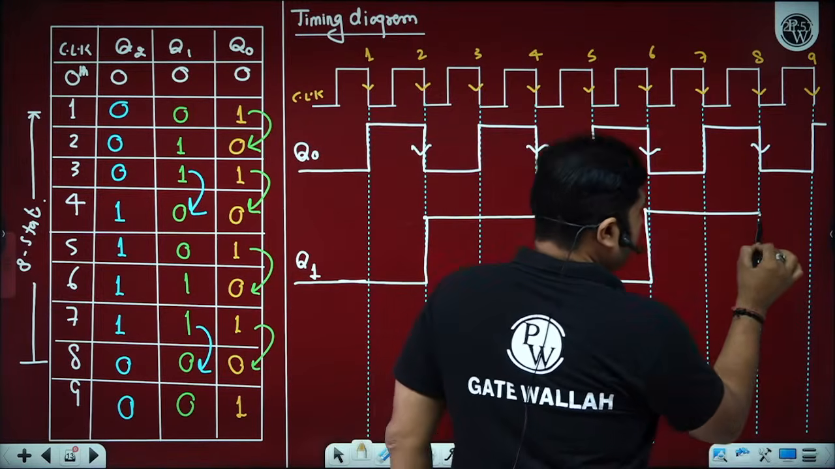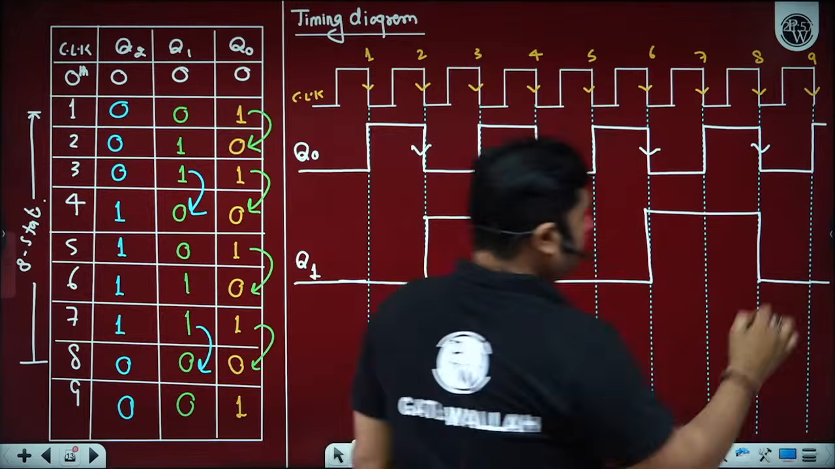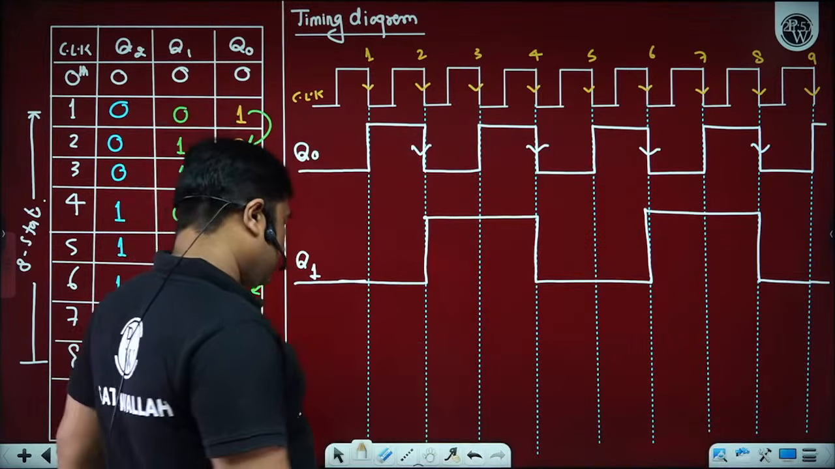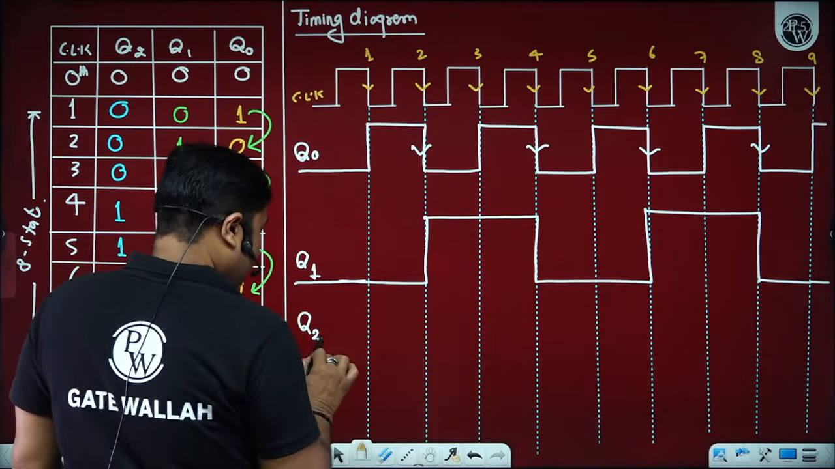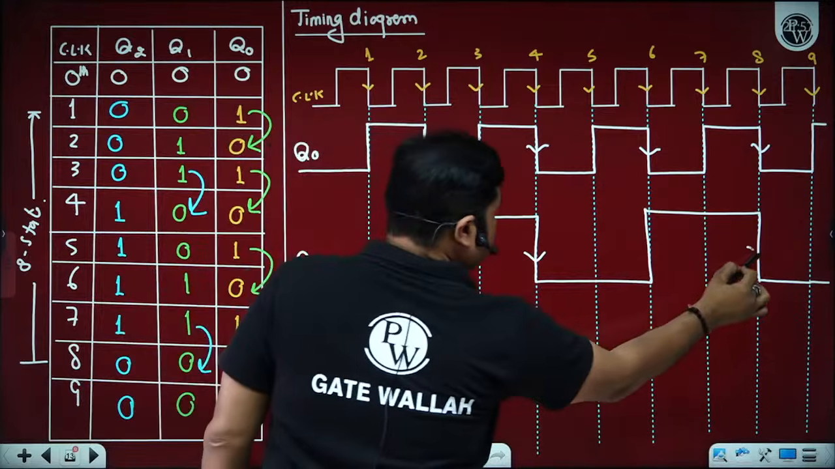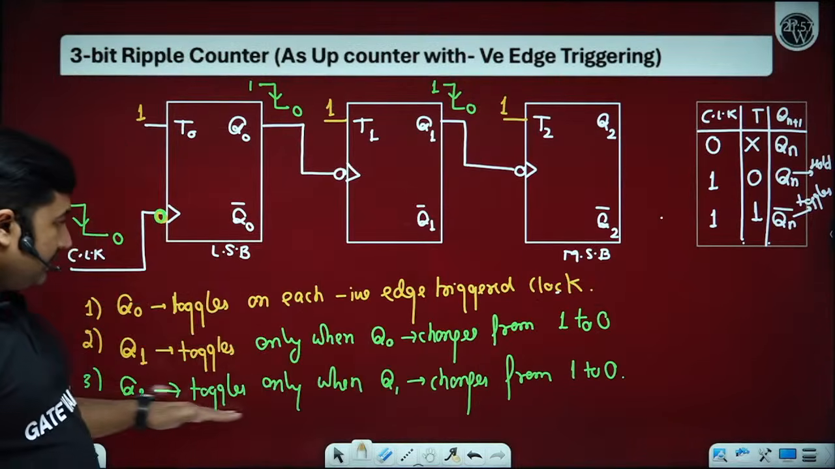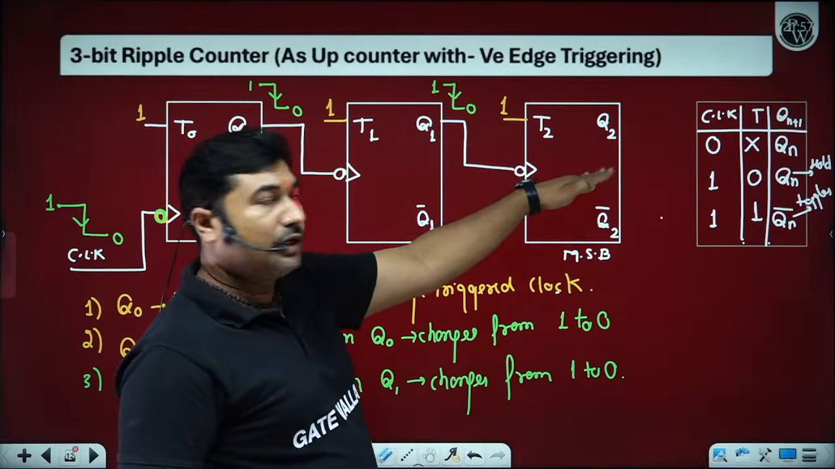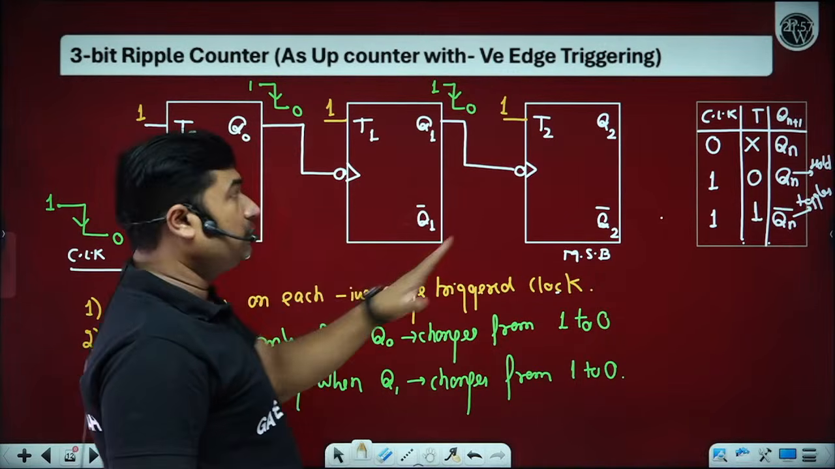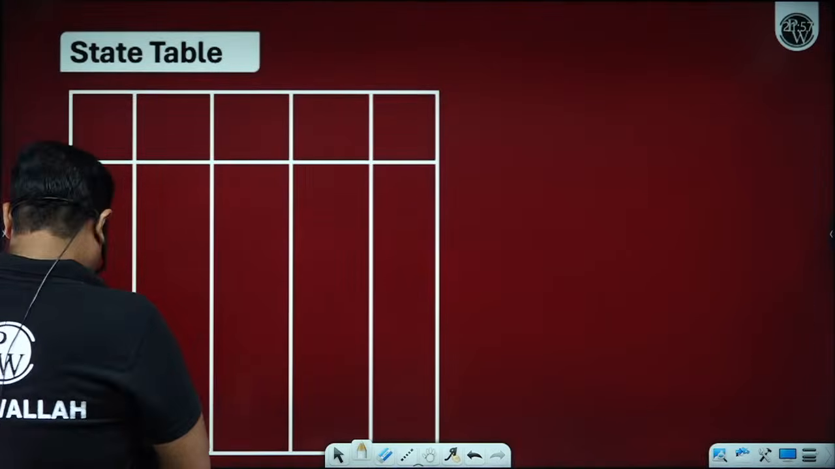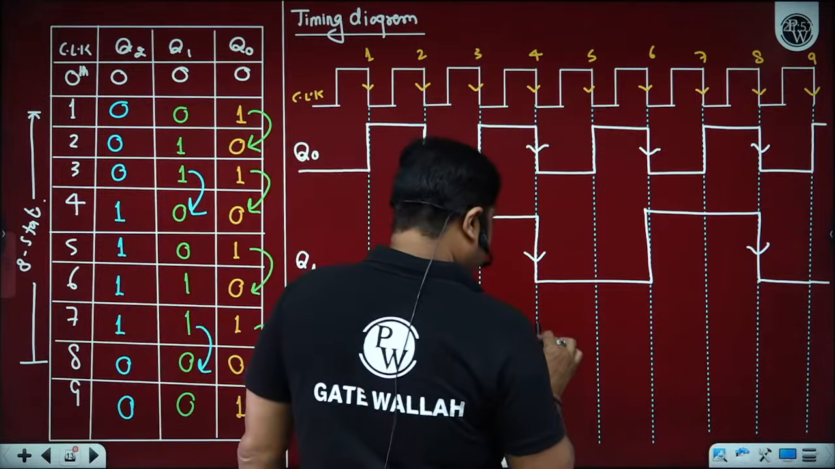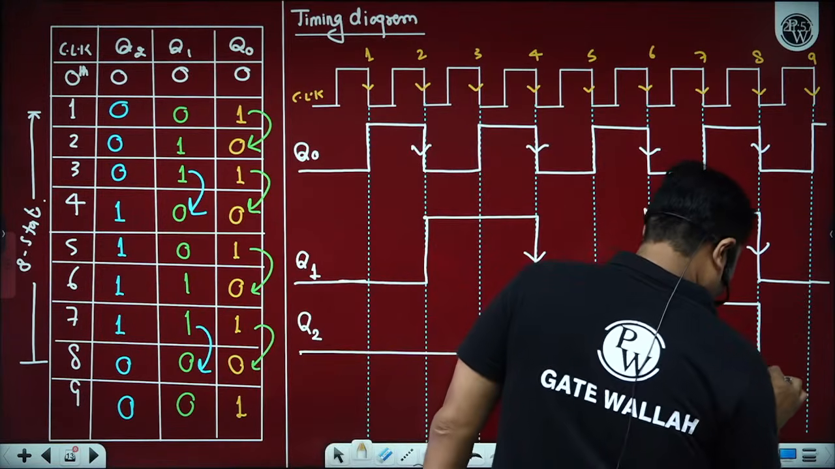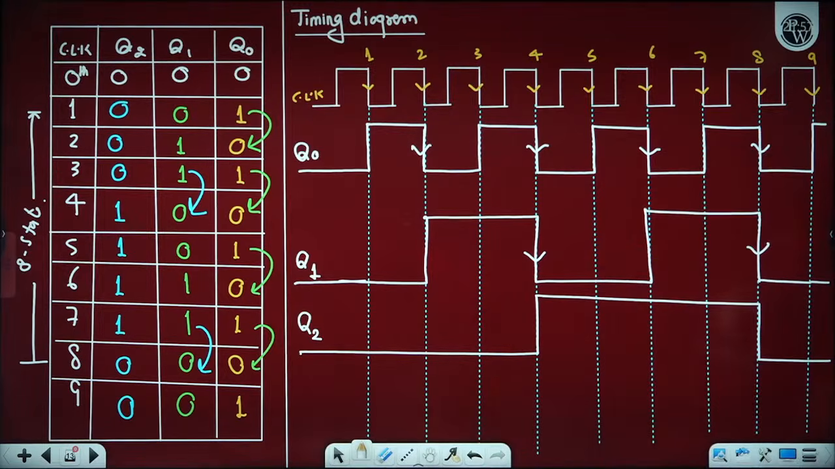How many of you able to understand? The output of Q1 toggles whenever Q0 changes from 1 to 0. And if we talk about Q2, then Q2 toggles whenever Q1 changes from 1 to 0, because for flip-flop 2, the clock is Q1. So whenever Q1 changes from 1 to 0, only then does the clock appear. How many of you able to understand up to this part? Please let me know by writing in the comment section, beta ji.